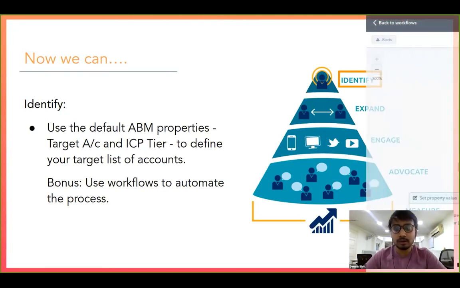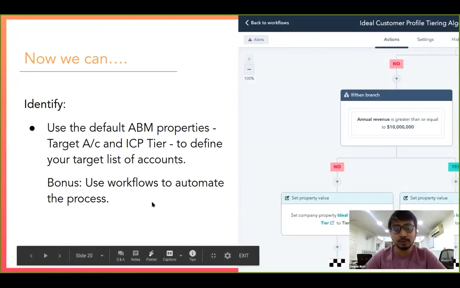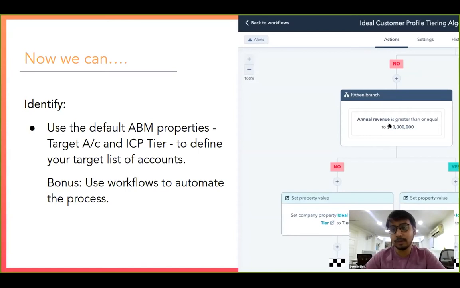And the bonus is you can use workflows to automate the process. You don't do this manually, going to each company and marking them. Rather, you use a workflow, something like: if their annual revenue is greater than this, mark them like this; if it is lesser, then mark them as tier 4. You can add more values obviously. Like if we already know 10 contacts from the company, then mark them on a better tier. If they're located in a particular geography where you have a solid footprint, then mark them as tier 1 and as target accounts.